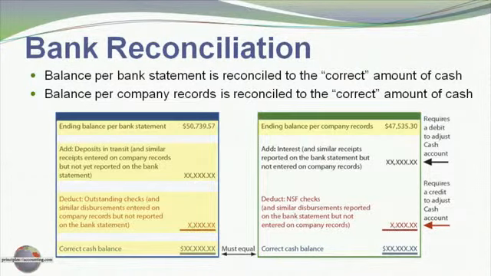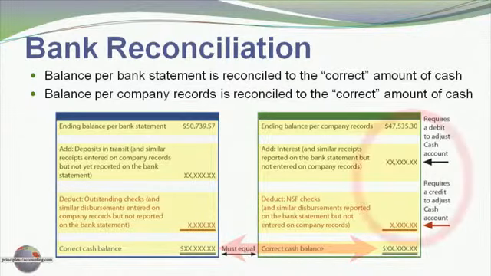On the other side, we take the ending balance per the company records, $47,535, assuming that's the amount in the general ledger, and we add back interest and similar receipts that are reported on the bank statement but not yet entered on company records, and we deduct NSF checks and similar disbursements reported on the bank statement but not yet entered on the company records, and we should find the correct balance. And the correct balance should equal, that is, the bottom reconciliation on the left should equal the bottom reconciliation on the right.